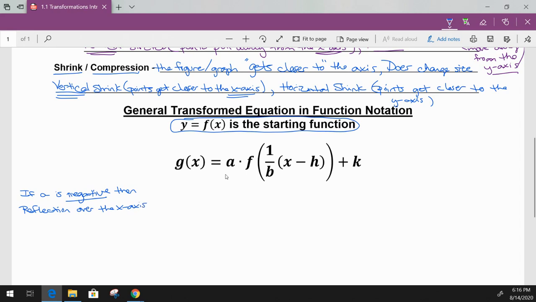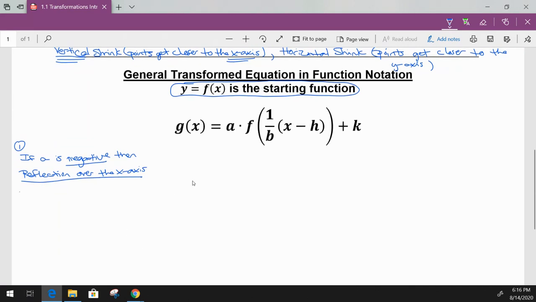x-axis. Now I'm writing way over here because I know I've got to define and explain what A, B, H, and K do to the graph. So starting out with A, okay, if A is a negative number, then there's going to be a reflection over the x-axis. So that's one thing that A can do. There are two other things that A can do.